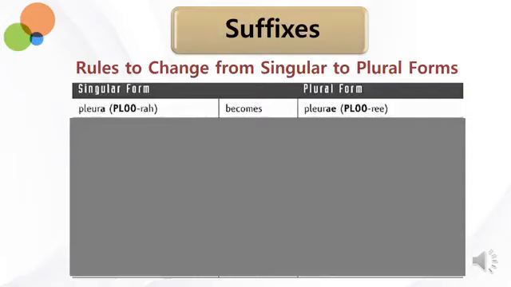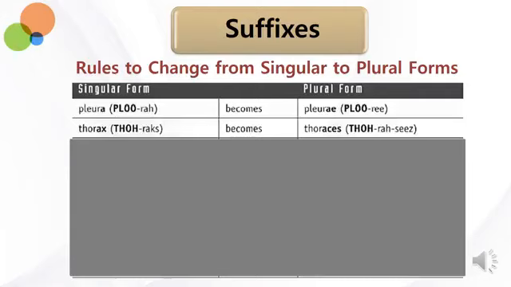When the singular form of a word ends in AX, as in the case of thorax, change the AX to ACES, and pronounce it thoraces. Thorax in the singular form becomes thoraces in the plural form. I have replaced the AX with ACES.